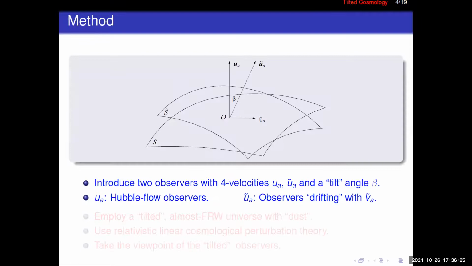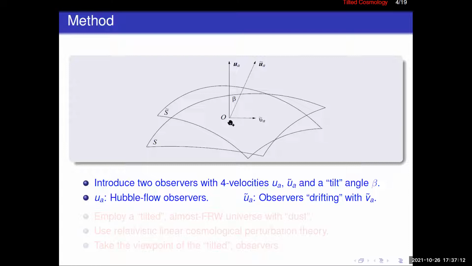So that's how we describe relative motions or peculiar velocities in relativity. We introduce two four-velocity fields, one for each family of observers. This will be our reference four-velocity field, corresponding to the Hubble flow observers, and this will be the tilted four-velocity field, with tilt angle beta here, corresponding to the real observers that have some peculiar velocity with respect to the Hubble flow. And of course, when you introduce two four-velocity fields, you have two temporal directions in your space-time, and two spatial sections orthogonal to each one of these four-velocity fields.